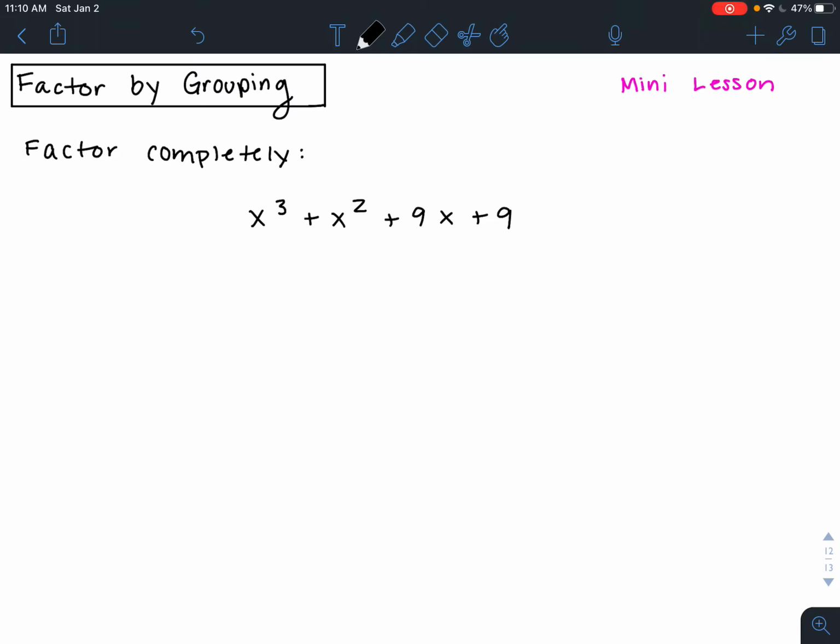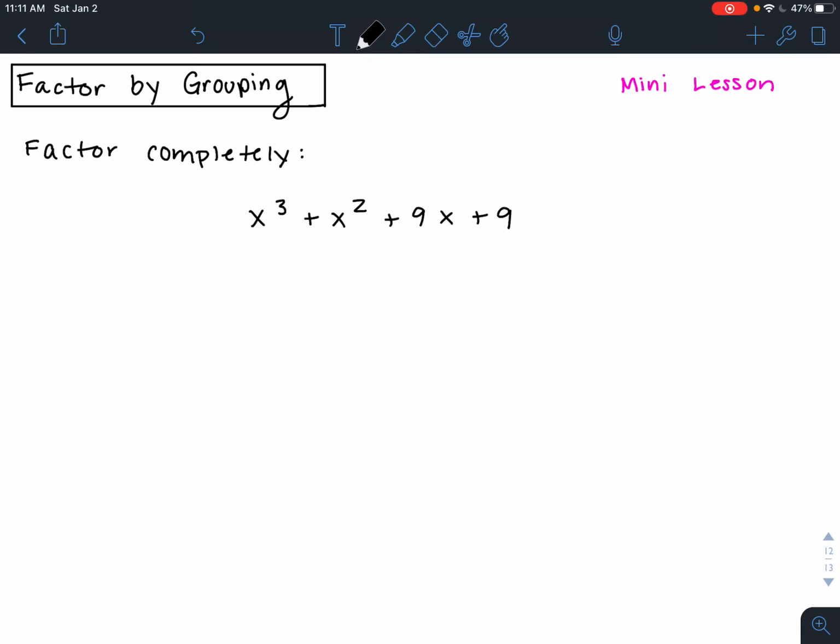So let's talk about factoring by grouping. This is a factoring technique that you're going to want to use whenever you're trying to factor something that has 4 terms. So we have this polynomial here on the screen, x cubed plus x squared plus 9x plus 9. So it's a pretty straightforward example.